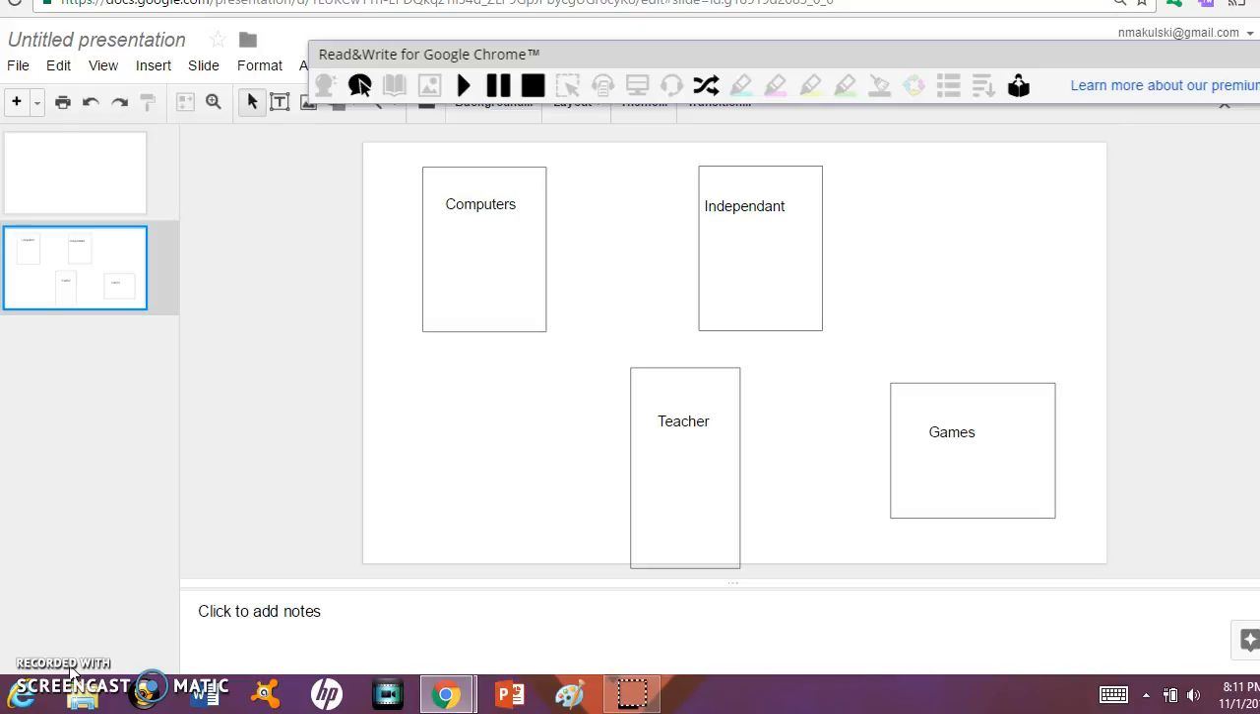So I had a few parents ask some questions about math. Why are the math pages not coming home for homework, and why are they mostly done in the classroom? And the reason is this year I'm doing a workshop approach.